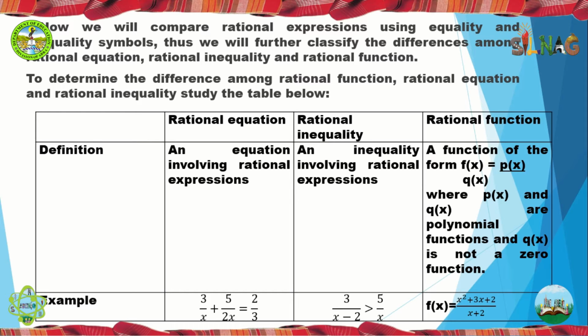Then we have rational function. It is a function of the form f of x is equal to p of x over q of x, where p of x and q of x are polynomial functions and q of x is not a zero function. An example for this is f of x is equal to x squared plus 3x plus 2 over x plus 2.